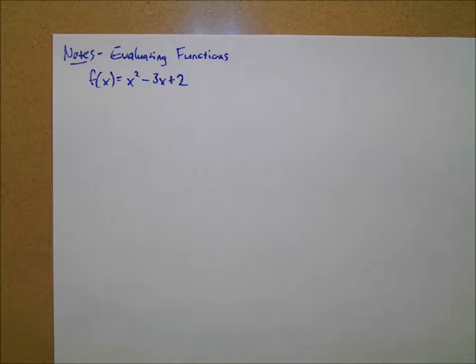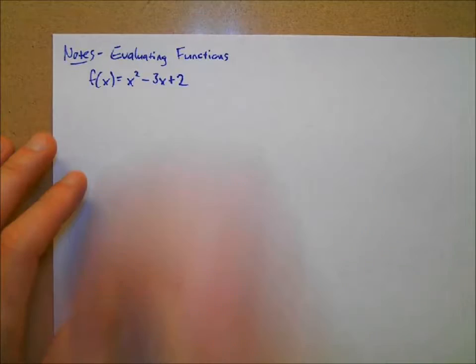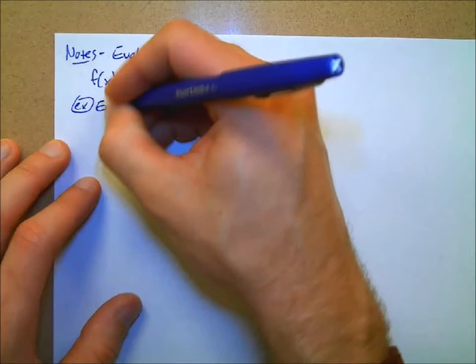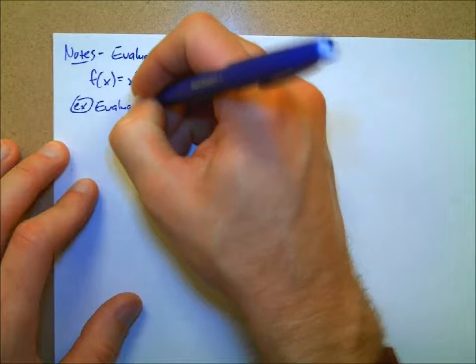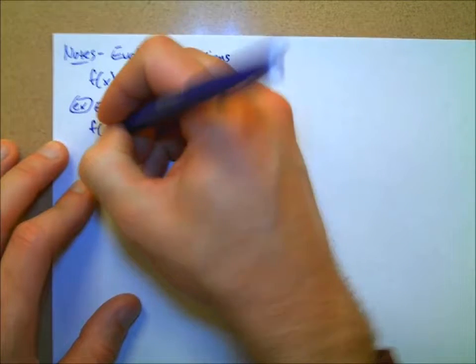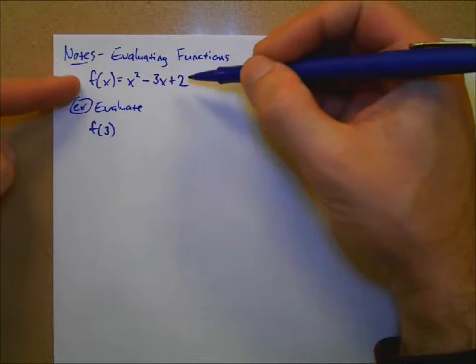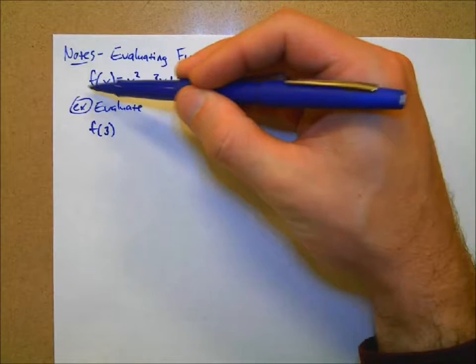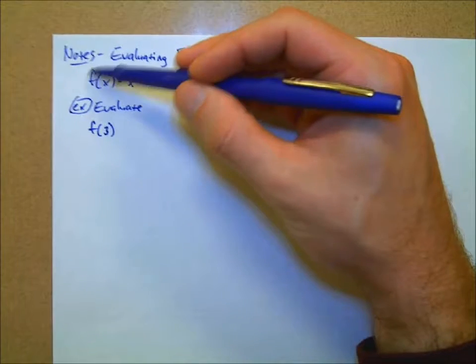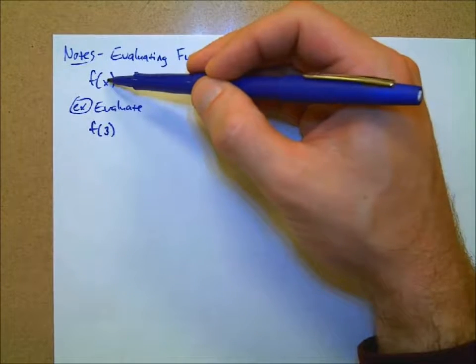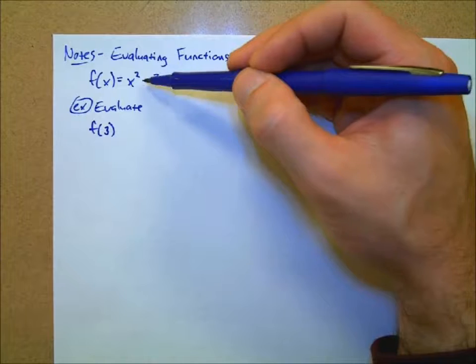So, I'll start out super basic here. We should be able to evaluate something like f of 3. Now what we have here is this function rule that has this object called the function f. When we apply f to the variable x, we take the x and square it, we subtract 3 times that x, and we add 2.